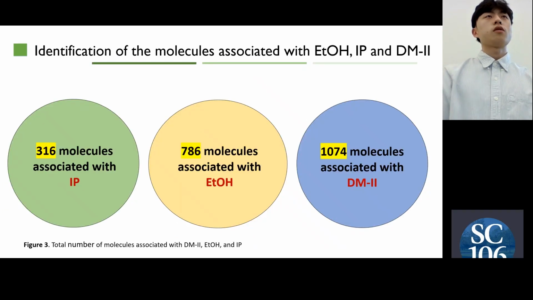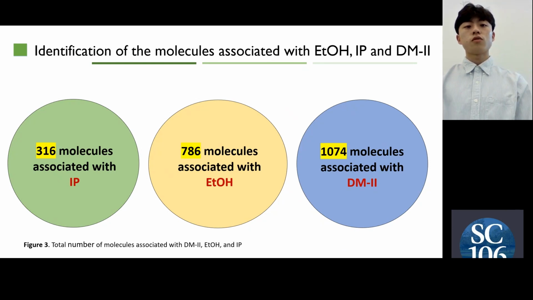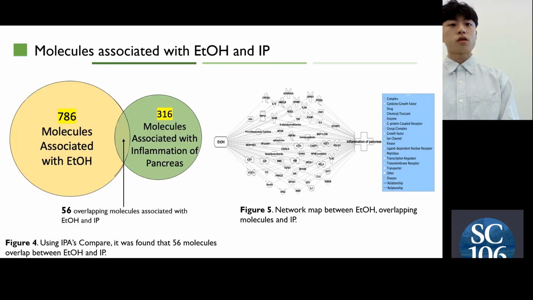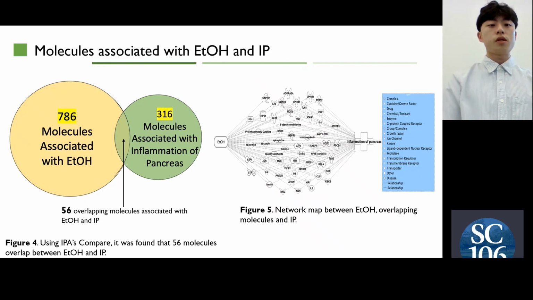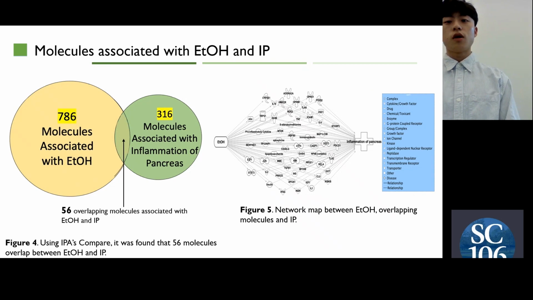Moving on to the IPA study, so that was our in vivo work. We wanted to identify molecules associated individually with ethanol, IP, and DM2, which would allow us to determine how molecular interactions can be affected between these nodes as well as with ethanol. First, we overlapped ethanol with IP. We found 56 molecules overlapping between them, and the figure on the right shows the network connectivity.